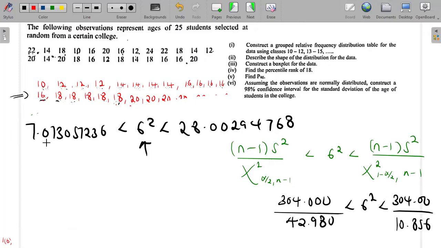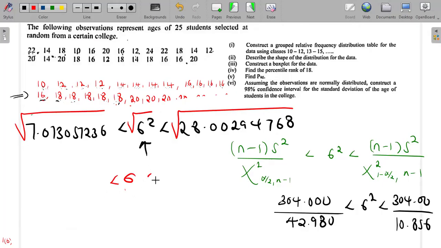I need to find the one for the standard deviation. So I take the square root there, take the square root, take the square root. So the confidence interval for the standard deviation, which I'll just say sigma, is the square root of this guy. What is the square root of this? This is 5.291781144. And then on the other side, the square root of 7.0730572236. That will be 2.6595219.